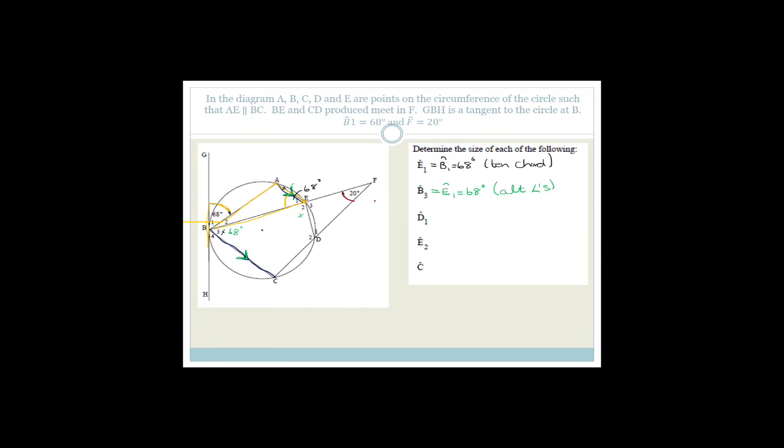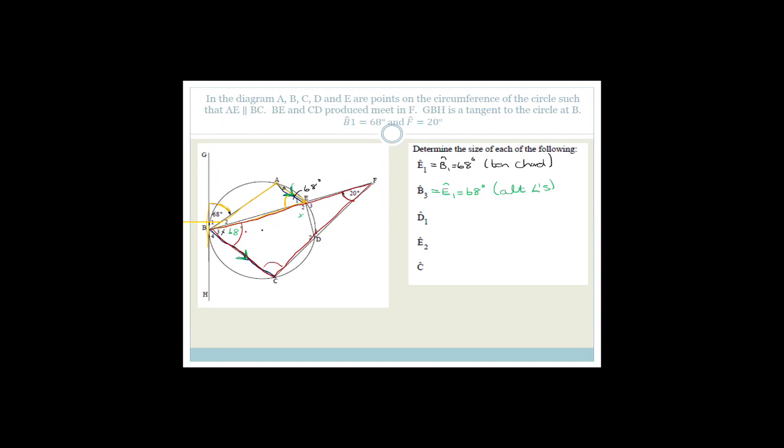So now I'm starting to think, how am I going to relate the fact that angle F is 20 degrees and what I just worked out? And I realized that there's this beautiful big triangle. So what I can do is use the triangle to find angle C, and then what do we know about opposite angles of a cyclic quad? They are supplementary. So let's do that.